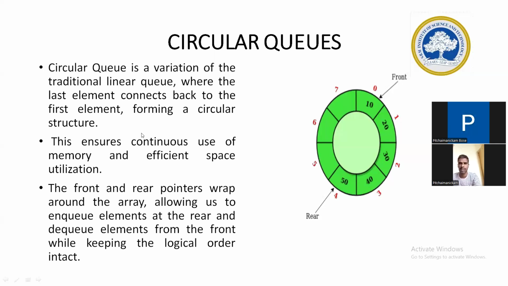Here, another thing is we are using two different pointers, called the front and rear pointers, which wrap around the array, allowing us to enqueue elements at the rear and dequeue elements at the front. For example, with the help of the front pointer, we are going to delete elements from the queue, and enqueue means we are going to insert an element into the queue with the help of the rear pointer.